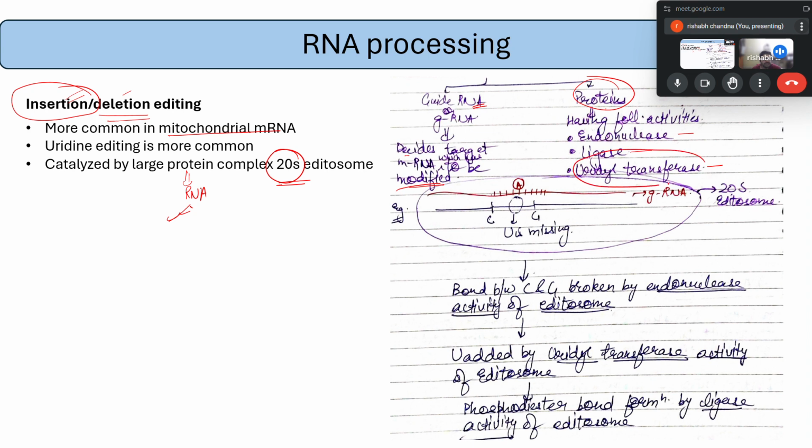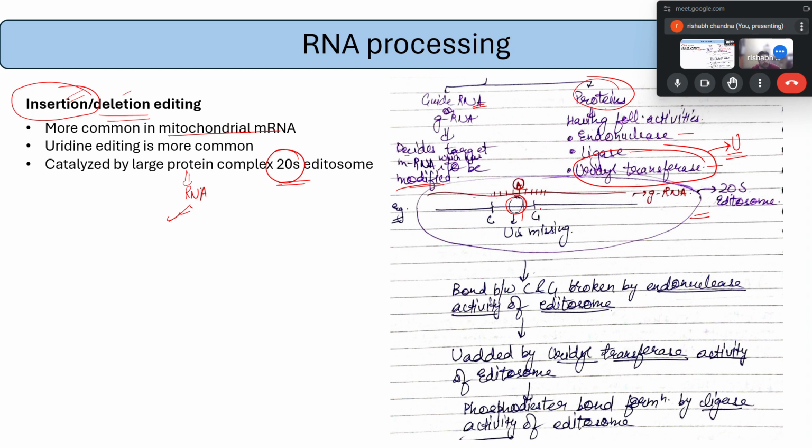Uridyl transferase would be the main activity of the enzymes involved, because the uridine has to be entered into that particular mRNA. Here is an example. This is the normal mRNA where this particular adenine is present, but here the uridine is not present in the mRNA. Here is the guide RNA, and this is the 20S editosome. What will happen? It will break the bond between C and G by endonuclease activity. Then the uridyl transferase will come and add the uridine residue in the mRNA chain, where the bond was broken.